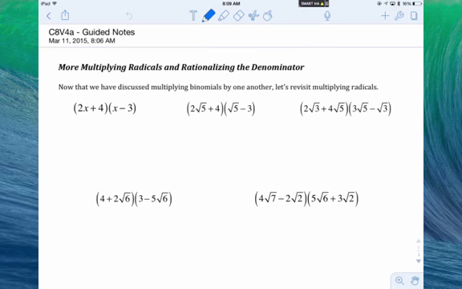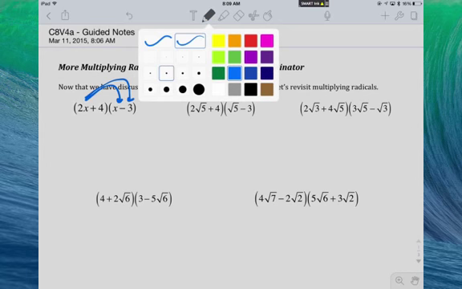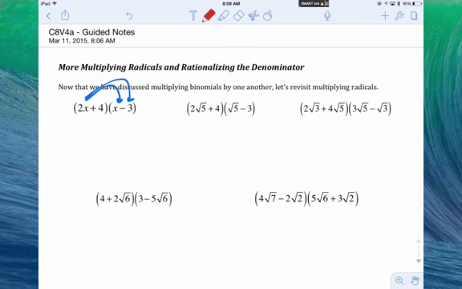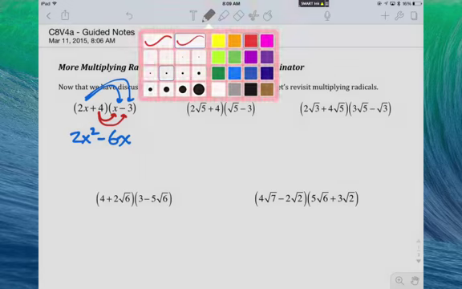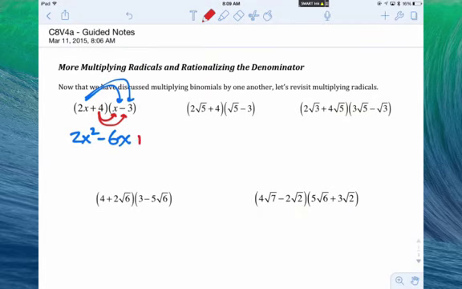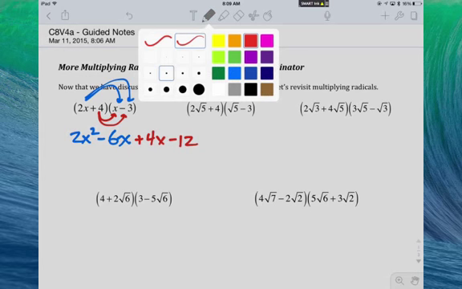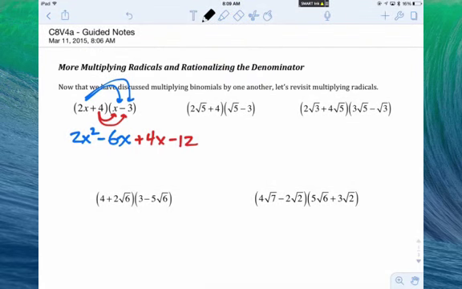What we're going to do is take each term in that first binomial, distribute it, and multiply it by each term in the second binomial, and we'll sum up the products. So for instance, I think we'll end up with 2x squared minus 6x, and I'm just color coding so you see exactly where we got these, plus 4x minus 12. And just collecting like terms, I think our final product is going to be 2x squared minus 2x minus 12.